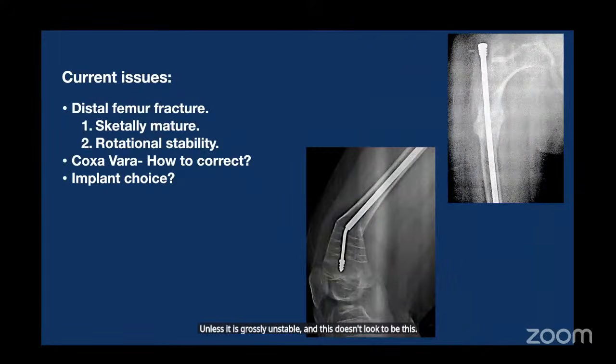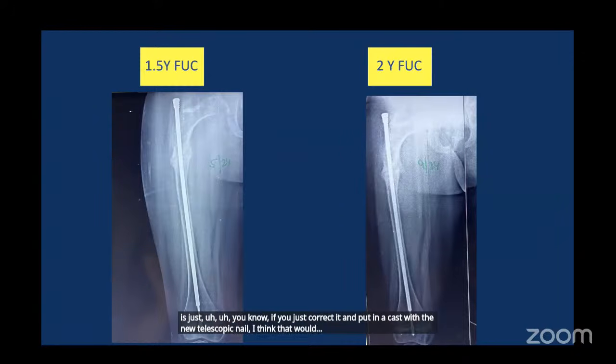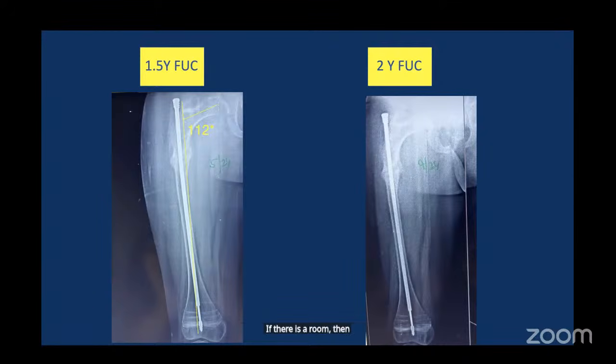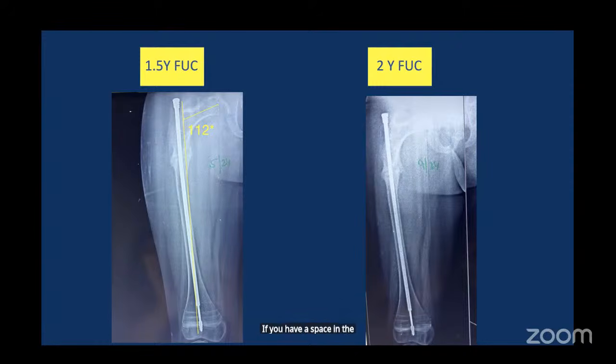If you just correct it and put in a cast with a new telescopic nail, I think that would do well. That is my treatment option. If there is room, then I'll put an adolescent femur nail, if there is good room in the canal, more than six millimeters. If you have space in the canal, then an adolescent femur nail will work well.